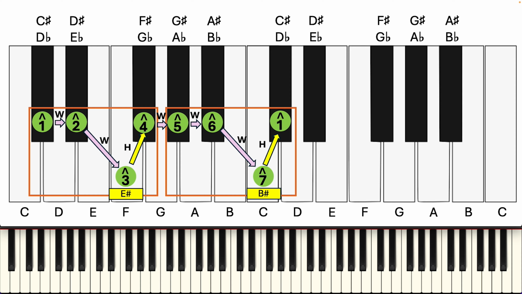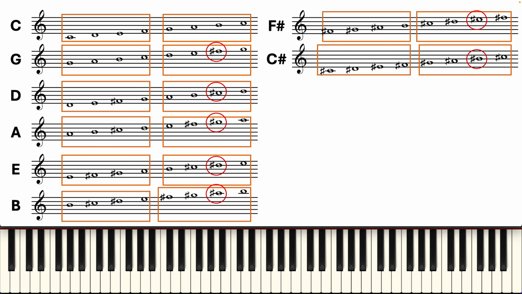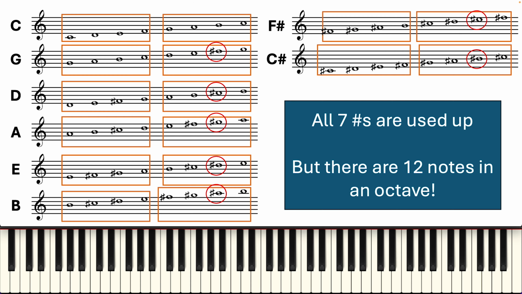So again here we're using the 5 black keys, but instead of using those 2 notes, we're using those 2 notes. And that is the C sharp major scale. And you see here we built 8 major scales, but there are 12 notes in an octave. So how do we do the other notes as well?